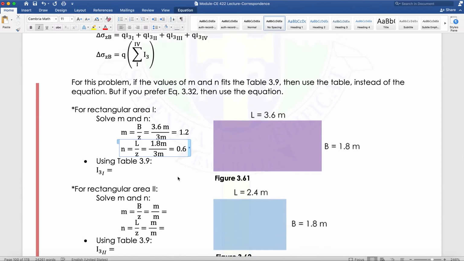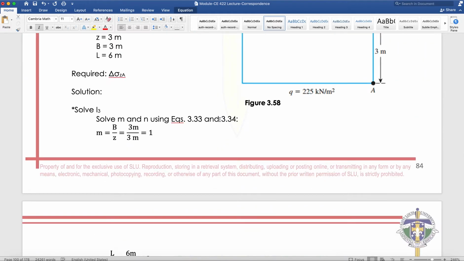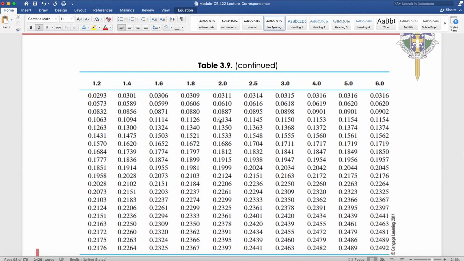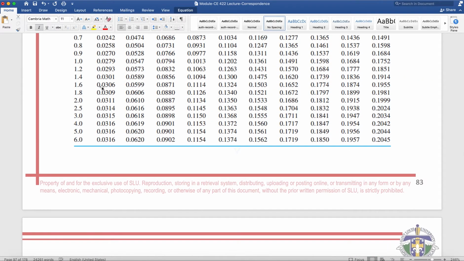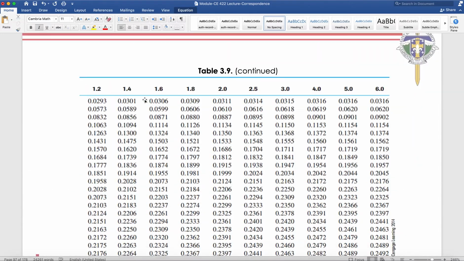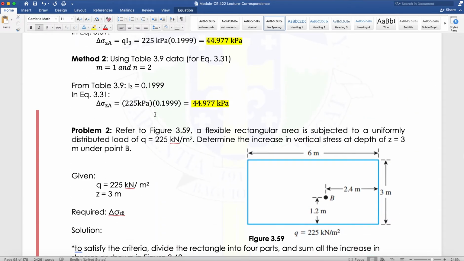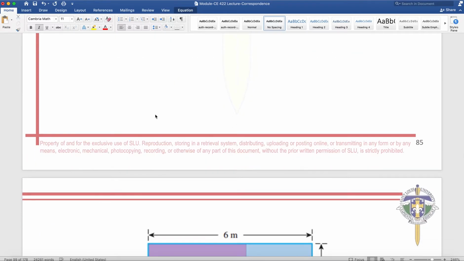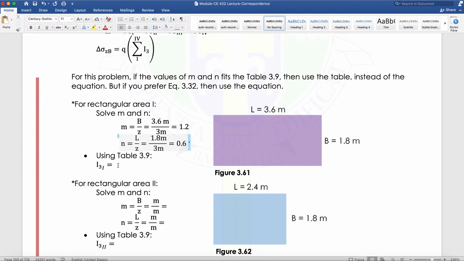Okay, now using the table, let's find 1.2 and 0.6. And we have here 1.2 for m. Then we have 0.6, 1, 2, 3, 4, 5, 6. So it's at the 6th. Okay. So 1.2, 1, 2, 3, 4, 5, 6, gives 0.1431. So 0.1431. That is our value.